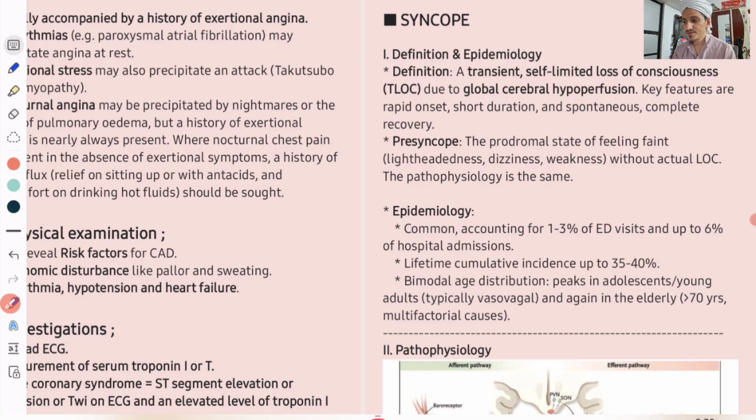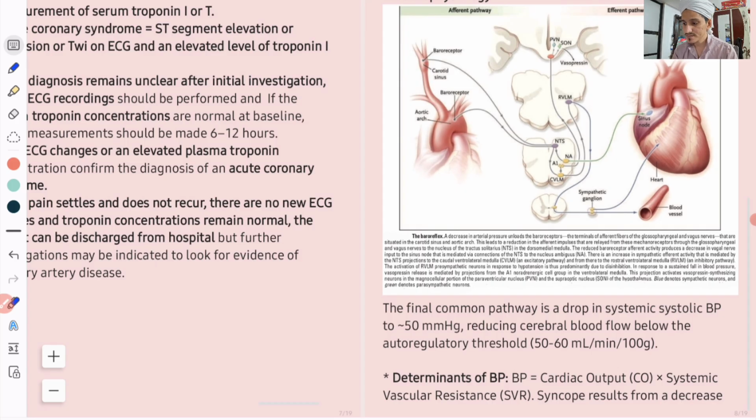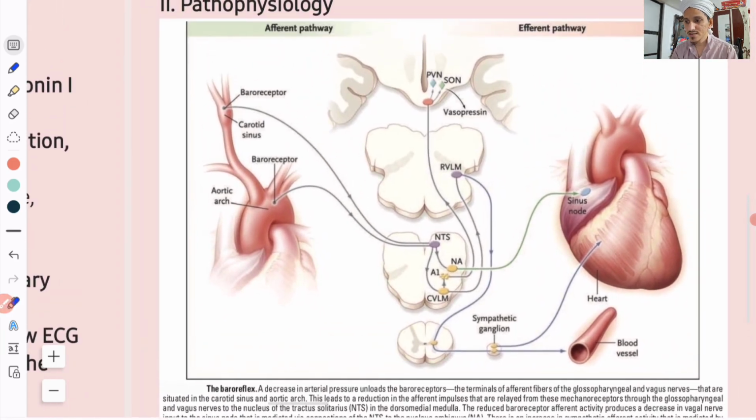Let us come to the physiology of baroreceptor reflex. This is important to know the pathophysiology. So you can see here, I will scroll it, I will zoom it up. Just see here, this is the afferent pathway of baroreceptor reflex. This is the efferent pathway of baroreceptor reflex.